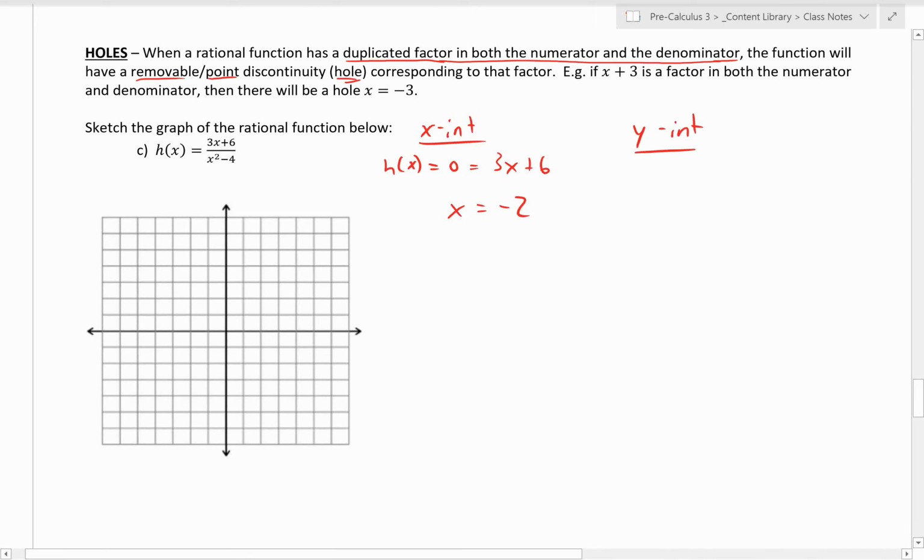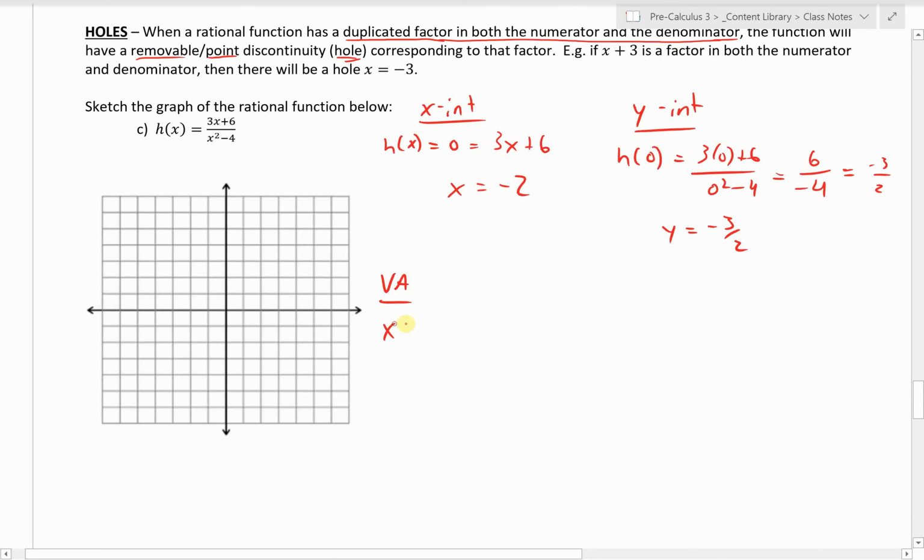Our y-intercept we can get by plugging 0 in for x. So we'd have 3 times 0 plus 6 over 0 squared minus 4, which is 6 over negative 4, which is negative 3 halves. So we have a y-intercept at negative 3 halves. Onto our asymptotes. The vertical asymptotes are found by setting the denominator equal to 0, and we'll notice the factors are x plus 2 times x minus 2.